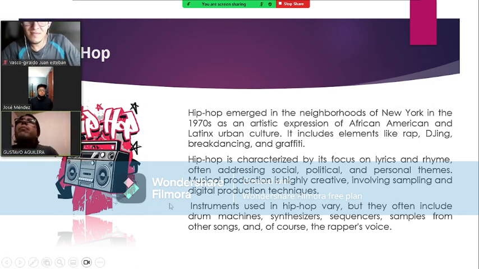The second genre is hip hop. This genre emerged in the neighborhoods of New York. Harlem is an example of this society.